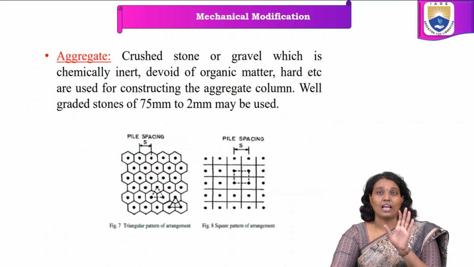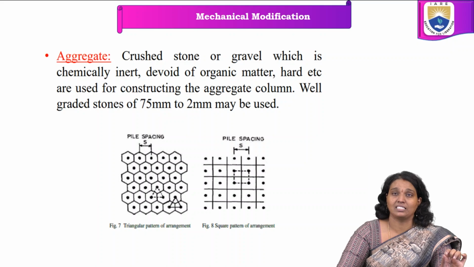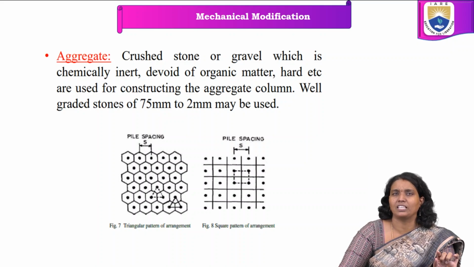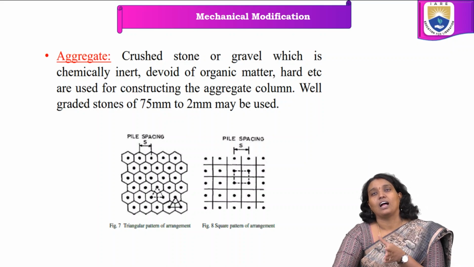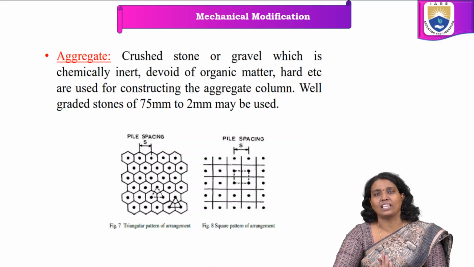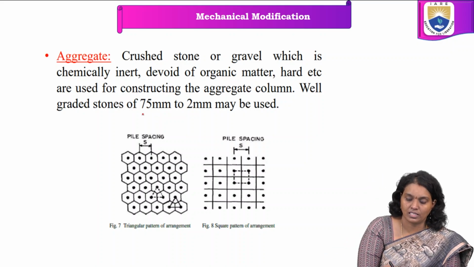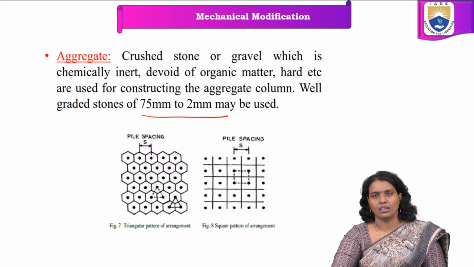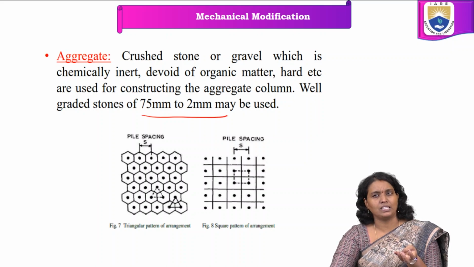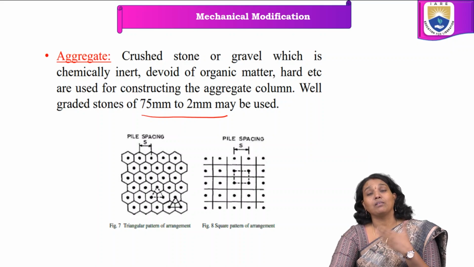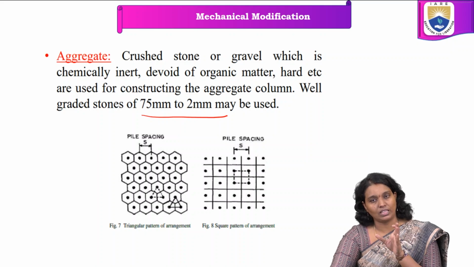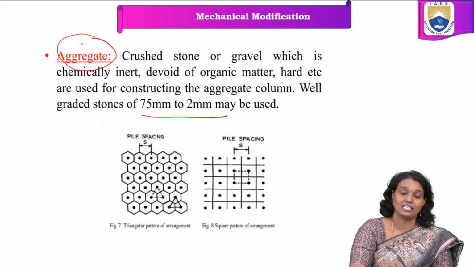And the next design consideration is the aggregate. Crushed stone or gravel is used, which is chemically inert and devoid of organic matter, and hard, for constructing the aggregate column. Well graded stones of 75 mm to 2 mm may be used, and it depends on the pile spacing, how much spacing there is, and on the type of pattern. So based on the type of pattern, we identify and consider the size of the aggregate.